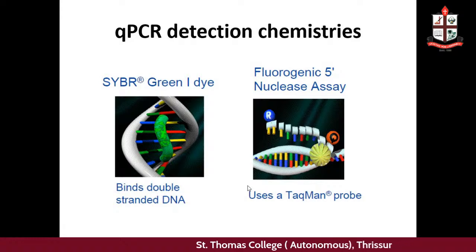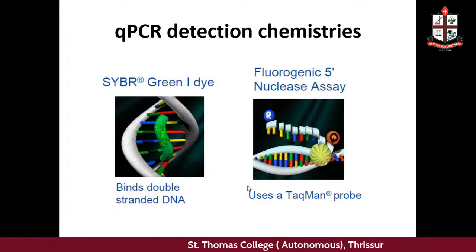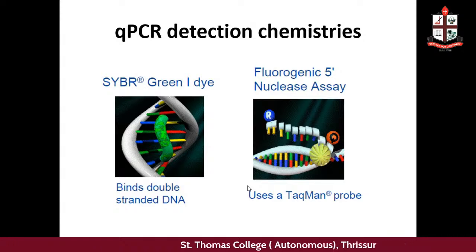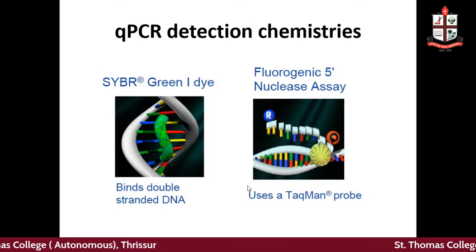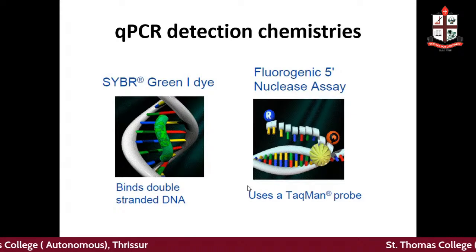For detection, later more nuanced dyes were identified. For real-time PCR, there are two different chemistries which are used for detection. One is SYBR Green, which is most widely used, and SYBR Green is a DNA binding dye. It binds to DNA in a slightly different manner compared to ethidium bromide. SYBR Green binds to the minor groove of the DNA, while ethidium bromide intercalates between the base pairs. So it binds to any double-stranded DNA.